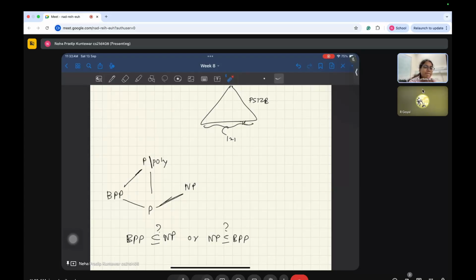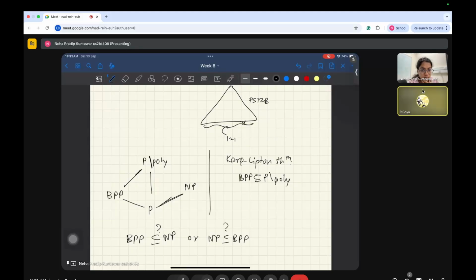So is this Karp-Lipton related to the NP and the P/poly, or is this related to the BPP and P/poly and NP? The P/poly, yes. Oh, I see. Okay.